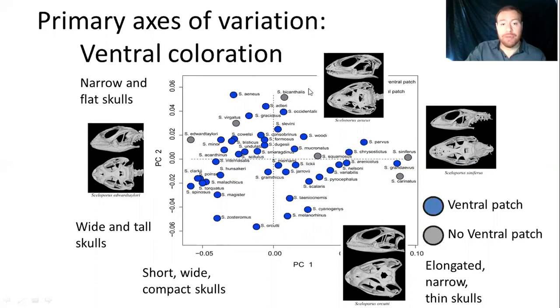So some things I'd like to point out is that the white species are using a much more narrow morphospace compared to the blue species. Blue species also seem to be more concentrated on this left lower quadrant, which indicates a more robust, tall skull, while white species seem to have a much more elongated and flat skull.